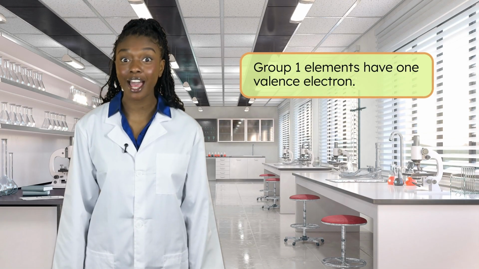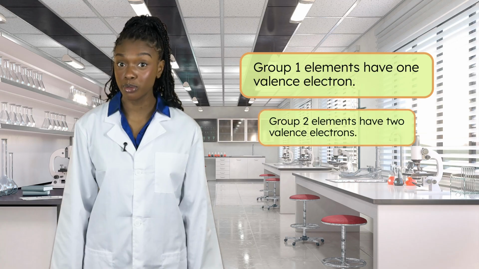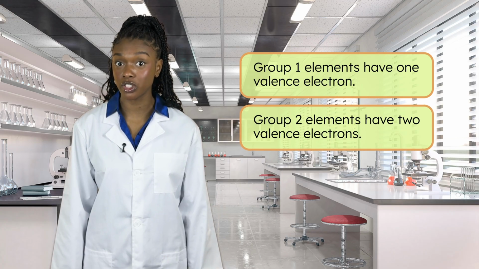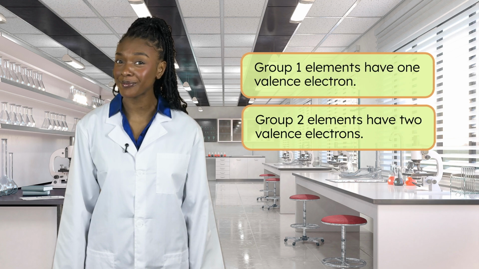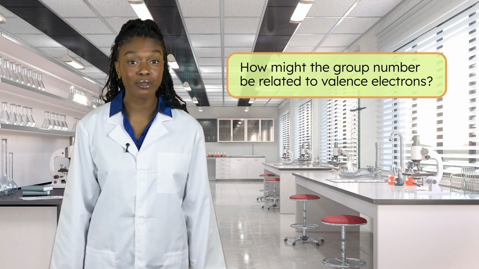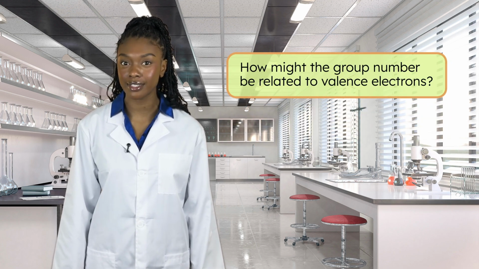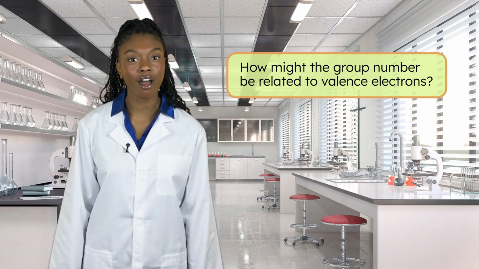Group 1 elements have 1 valence electron, and group 2 elements have 2 valence electrons. I wonder, does this pattern continue? How might the group number be related to valence electrons? Pause the video and jot down your thoughts.